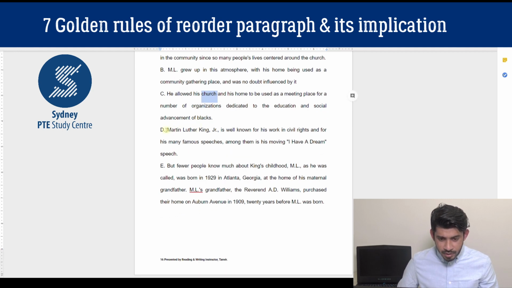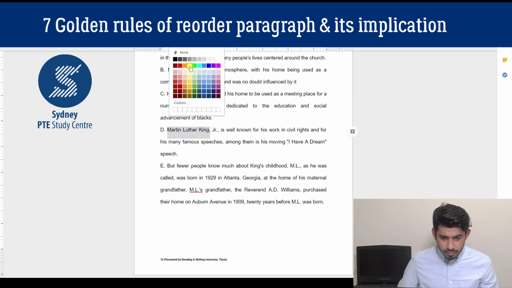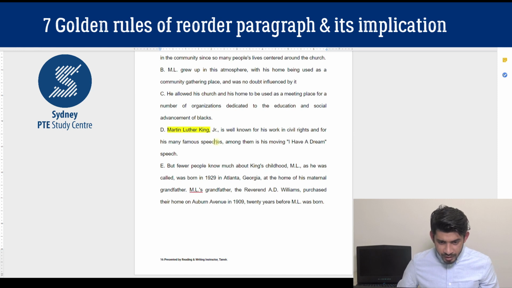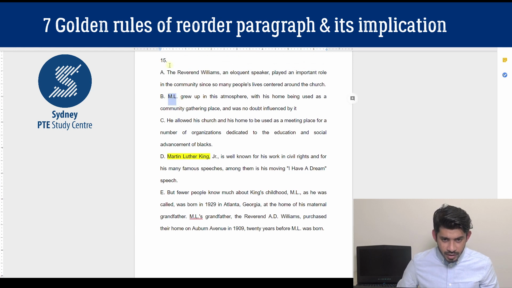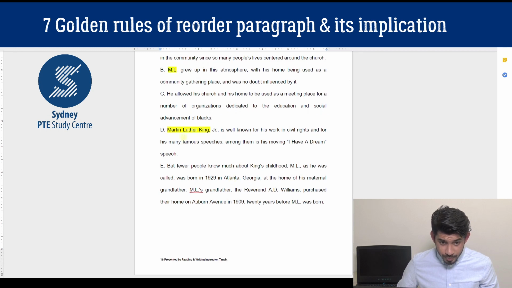Number D says Martin Luther King. Oh, now I've got the biggest clues. It's a full name, right? So Martin Luther King. And now I have a short name, ML, in number B, right? Okay, so it could be a pair, D and B. Still have to scan number 5.